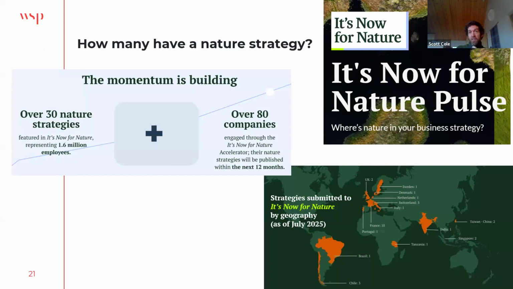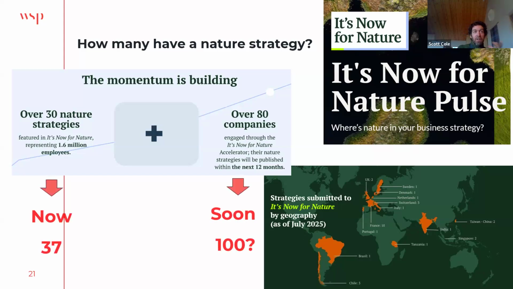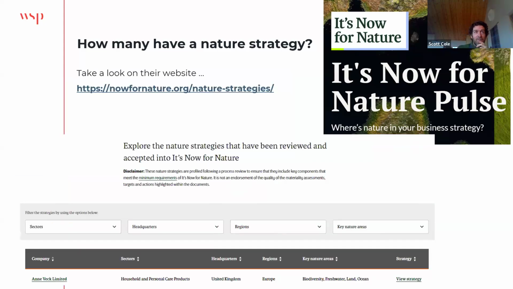You can see on a map where these strategies are coming from. You can see there's one in Sweden. I'll tell you right now, that's OX2, the energy company. But then I went to their website, and that number 30 is now up to 37. I think the number of companies being engaged is going to be soon over 100, especially if we get 15 to 20 signed up for our course. So it's going in the right direction.